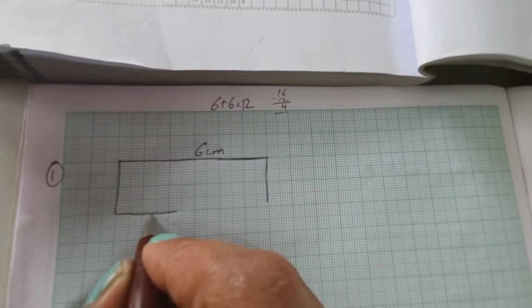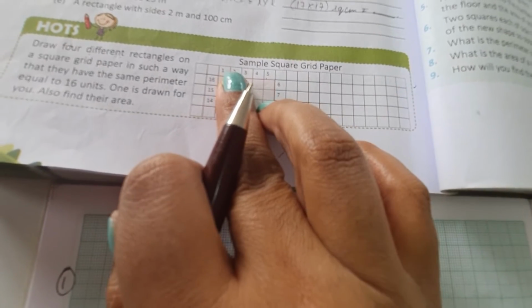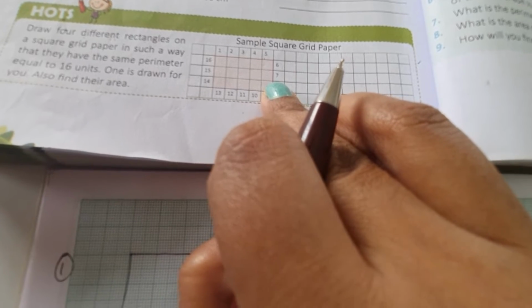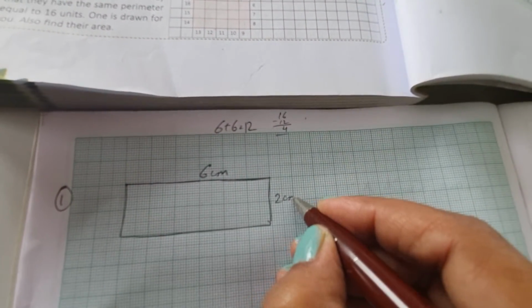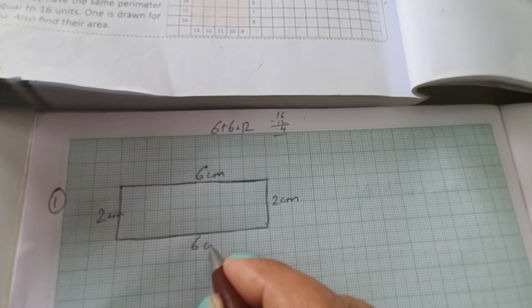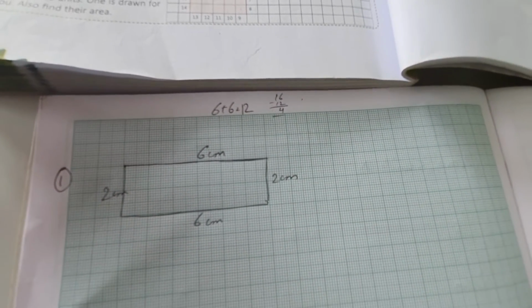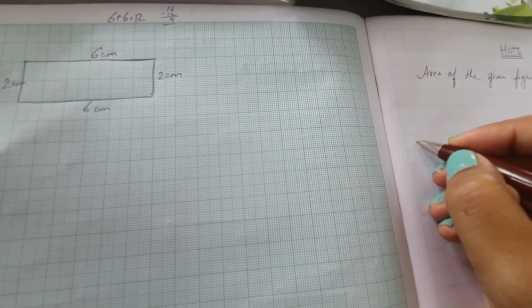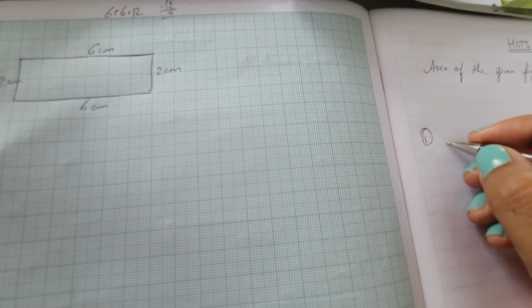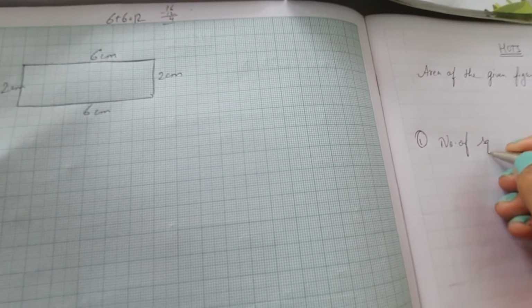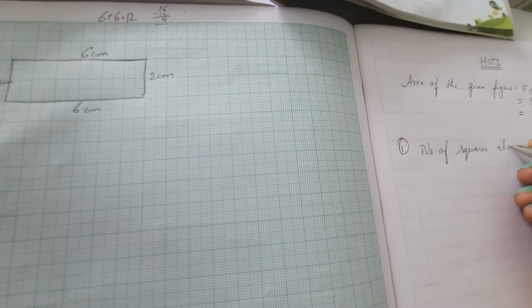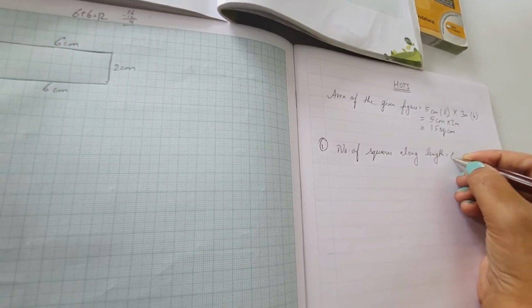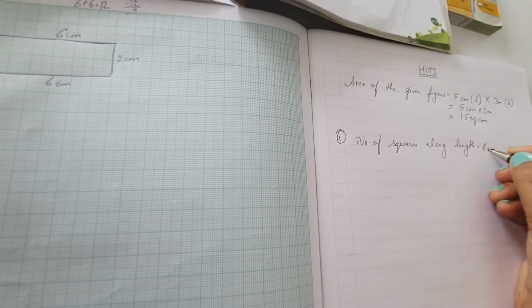Or else, one thing more we can do, that which we have done, if we are increasing this square this side, so we will decrease from here 1. Okay, so this is your 2 centimeter. This is also 2 centimeter and 6 centimeters. So let us see what is the area of this given rectangle. So to find out, you will put here number 1. You will write number of squares along length is equal to 6 centimeter, or else you can write 6 only.